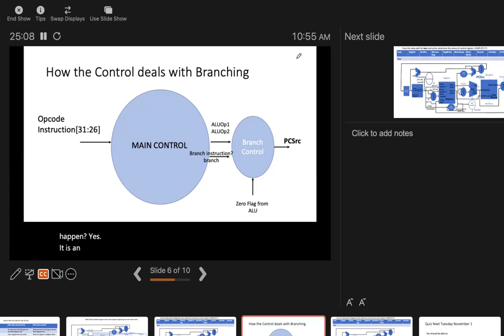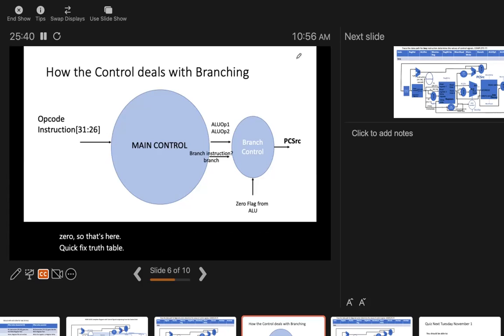It is an R type instruction. Should branching happen? No, we don't want branching. If it is a BNE instruction and the zero flag is not set, meaning the register values are not equal, should branching happen for branch if not equal? Yes. Correct. It's a branch if not equal instruction, but the zero flag is set. That means the register values are equal. Should branching happen? No, 0. So that's your quick fix truth table.